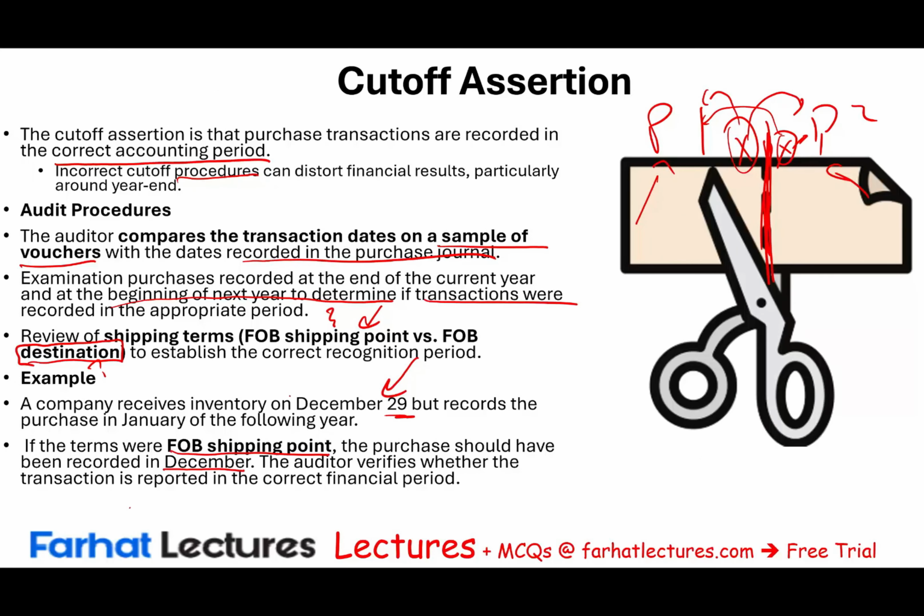Let's assume you purchased it December 29th, FOB shipping point. If it's FOB shipping point, well, you purchased it, it's yours December 29th. It doesn't matter when you received it because if it's FOB shipping, it's your inventory. But here you received the inventory. It's definitely yours. You cannot record it in January.